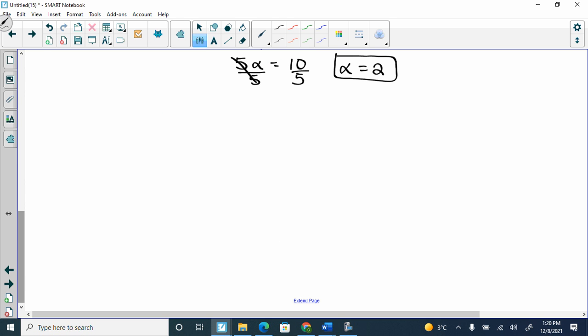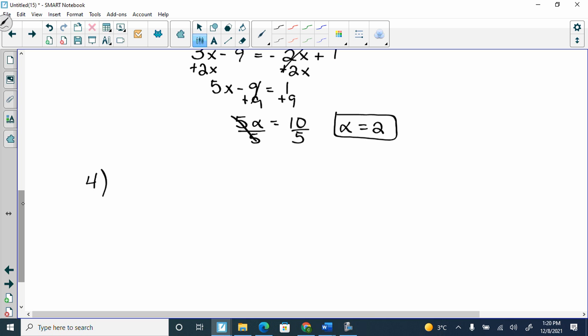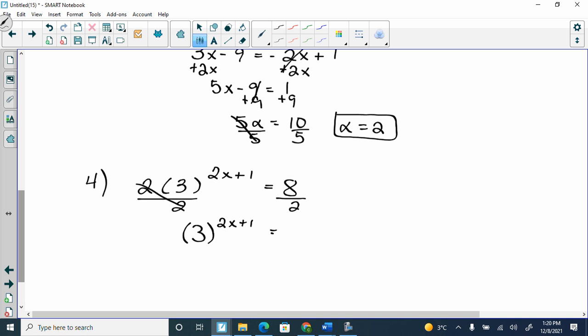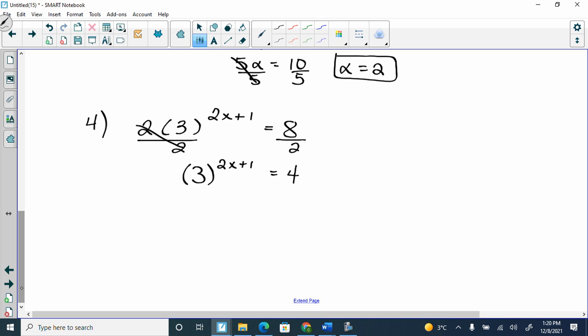Number 4. Number 4 is 2 times 3 to the 2x plus 1 equals 8. What's the first thing I have to do? Divide by 2, because if this was a word problem, the 8 would be the final, correct? We always divide that over. So we get 3 to the 2x plus 1 equals 4. Then what do I do? Can I make common base? No. If I can't make common base, I have to convert. This one matches the one without a log, right? No log matches the one without a log. We agree?